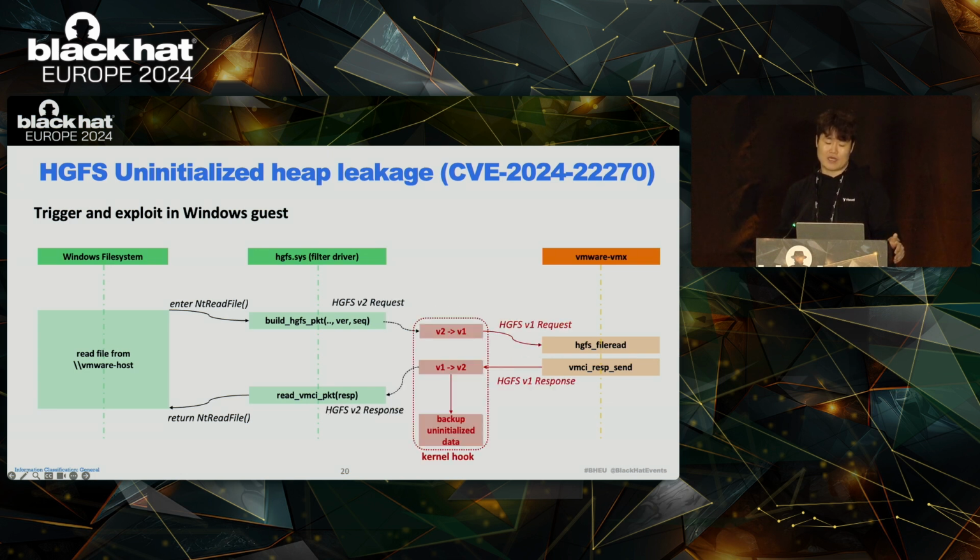The exploitation steps are as follows. First, our hooks intercept the HGFS version 2 requests generated by the filter driver. We then modify the request, converting it into the format of an HGFS version 1 request. Second, the modified request is sent to the host via the VMCI channel, where it is processed as if it were a legitimate HGFS version 1 request. Because the host processed this as a version 1 request, it allocates the response buffer using the logic specific to HGFS version 1.